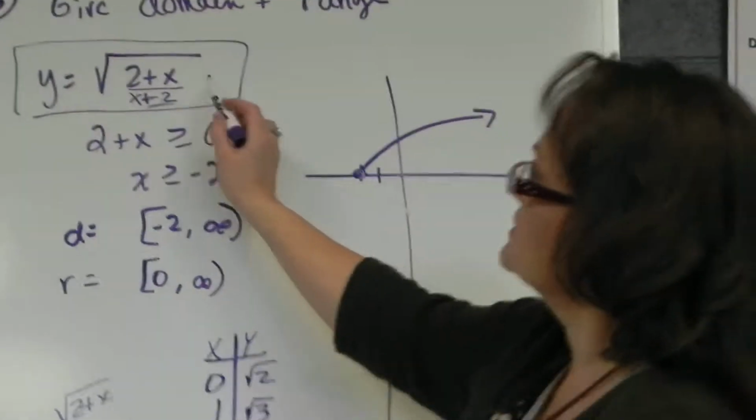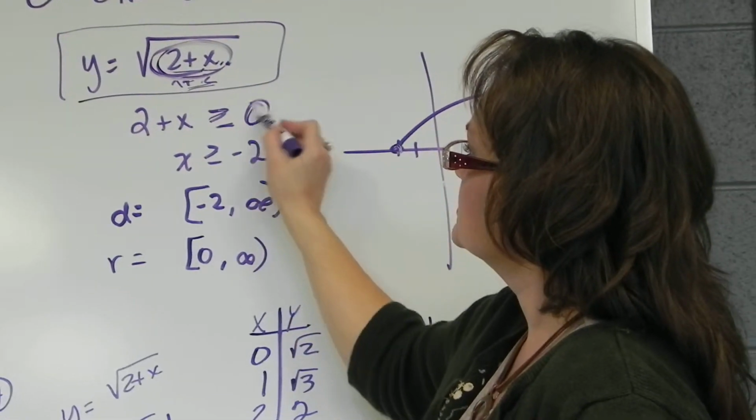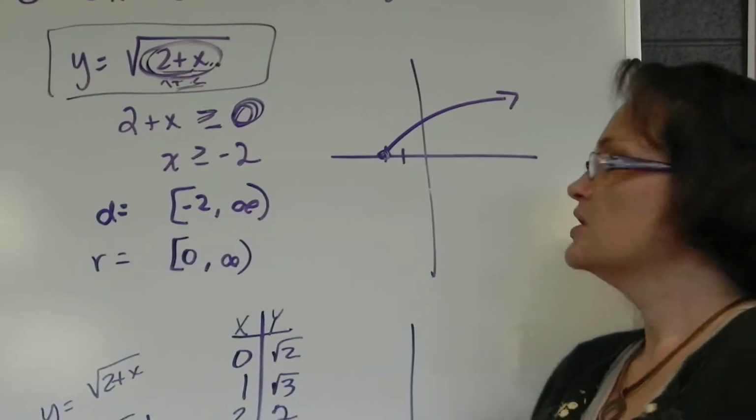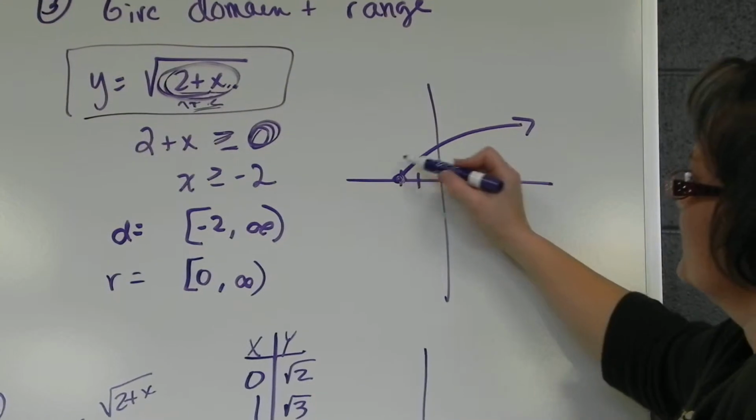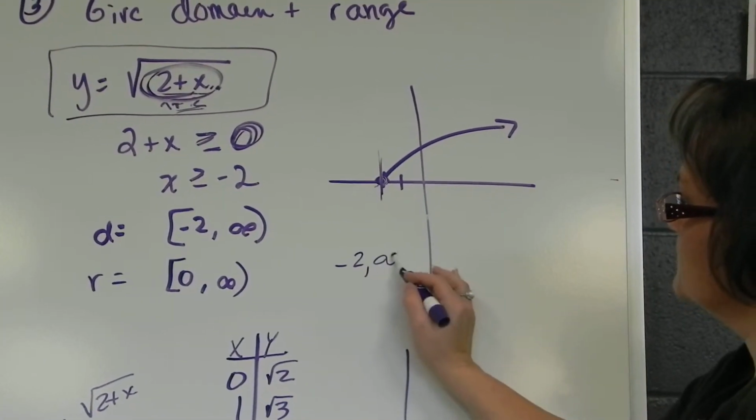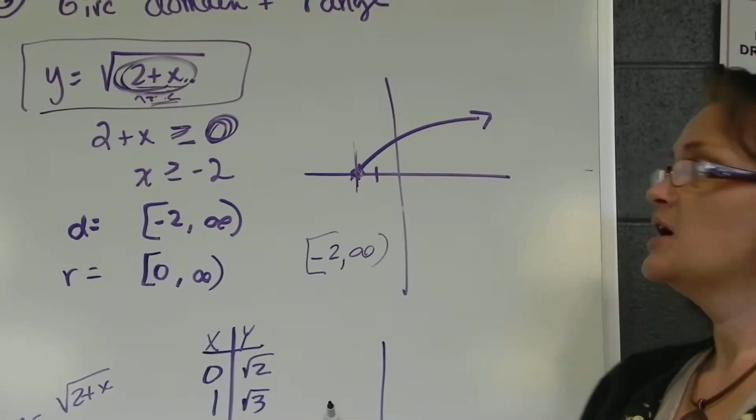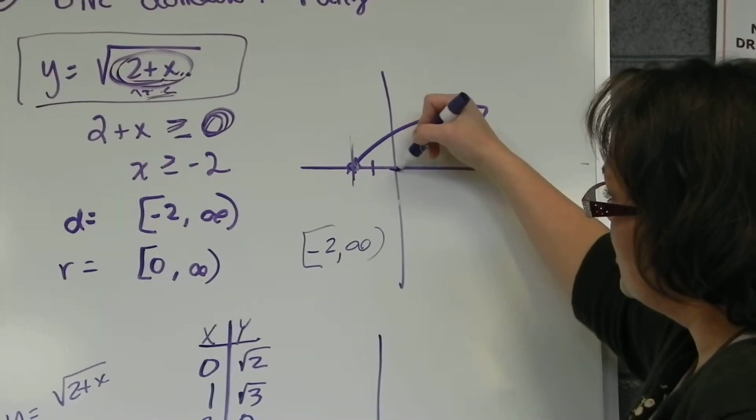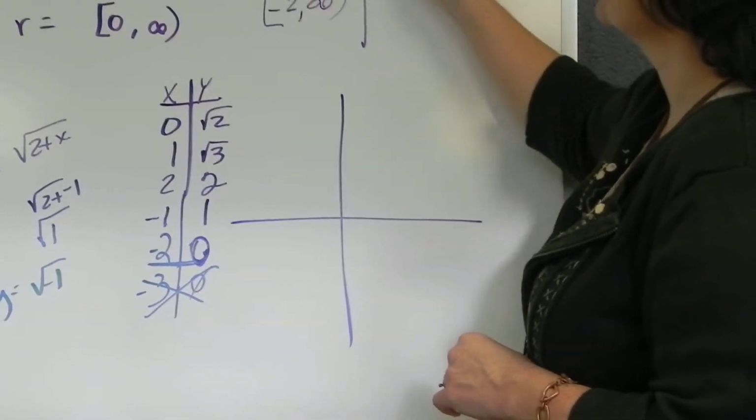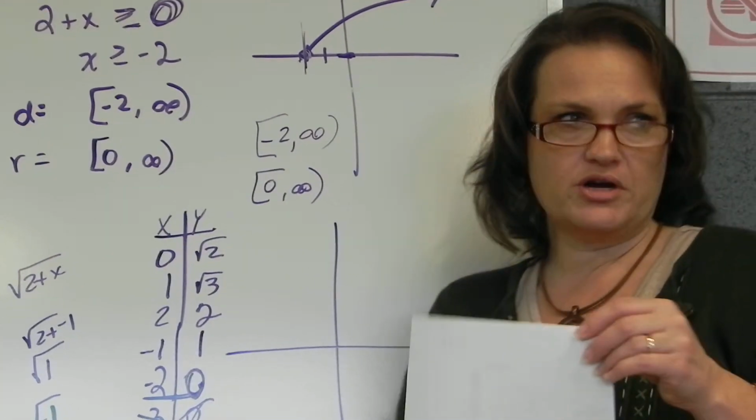Another way is to say what would make the part under the radical stay greater than or equal to 0, and then you could solve and see x is greater than or equal to negative 2. So any way you slice it, the furthest left you go on the x-axis is negative 2, and then over to positive infinity. And it touches negative 2, so you should use a bracket. And then for the range, the lowest spot, and you can also see it in the T-table, the smallest y value was 0. So 0 on up for the range. Any questions on that?